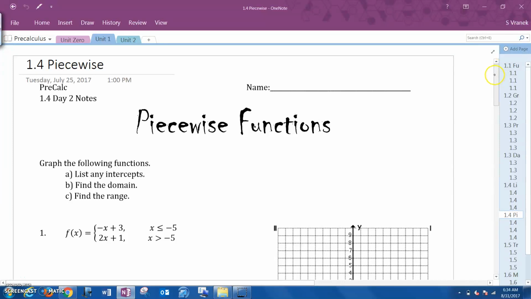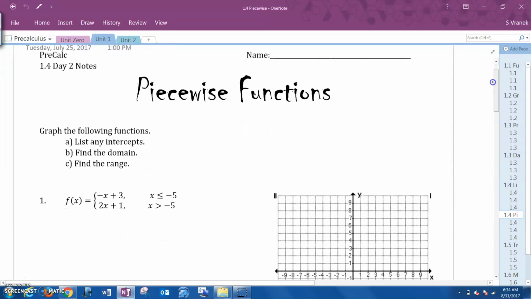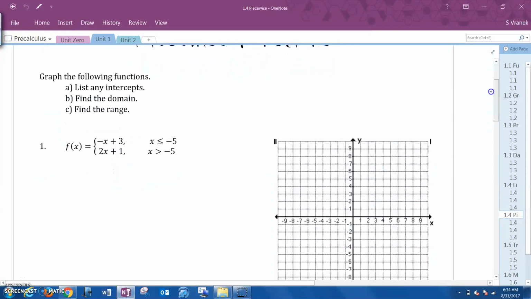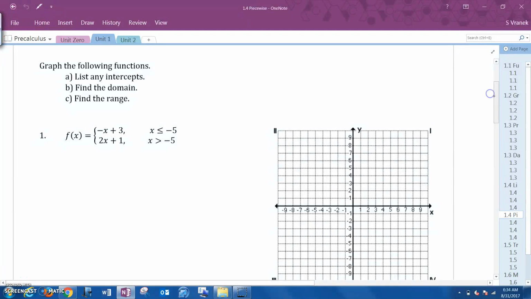Alright class, welcome back. It's Piecewise Functions Day 2. We're pretty much doing the same thing today except I'm asking a little bit more. You have to list the intercepts, find the domain and range, which you guys already know how to do, so we're really just putting it together.